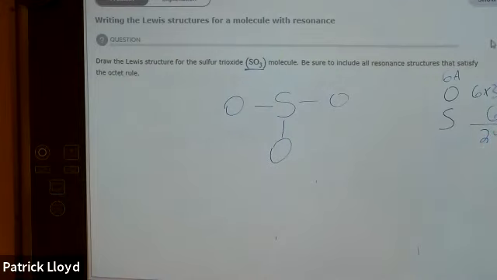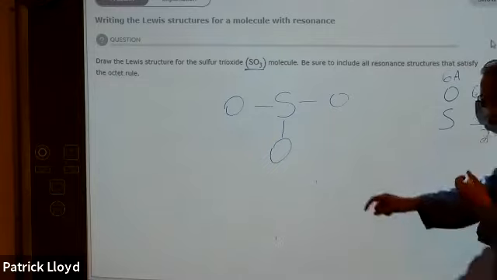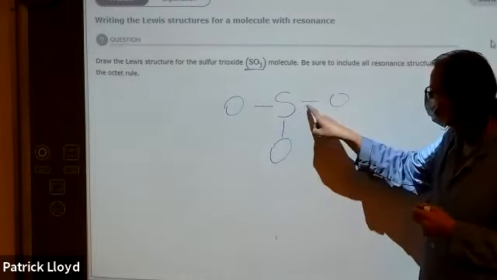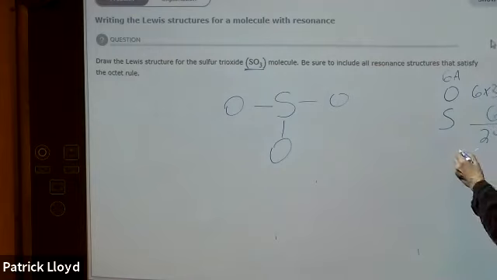24 valence electrons. Now, we've already used 6. 2, 4, 6. So we subtract those. These are the ones that are already used. And that gives us 18.